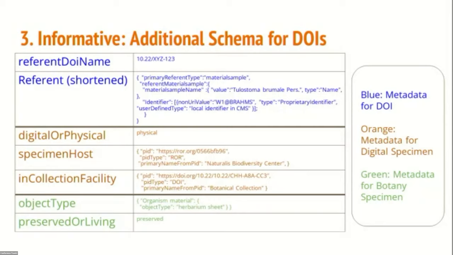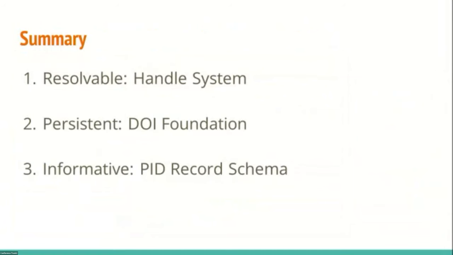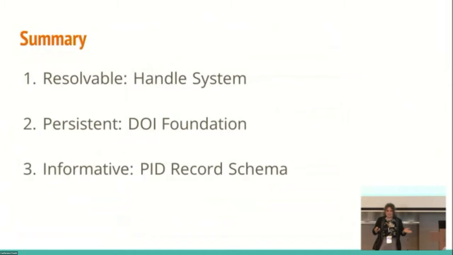So we're working with the community to develop and identify these subtypes of digital specimen, stuff like botany specimen or mycology specimen. These conversations are still ongoing, but what we want is to tailor make these profiles for these subtypes to ensure that we're getting the most efficient use of our information in our schema. So to summarize, I've shown how we are achieving our goals of resolvability, persistence, and information using the handle system, the DOI Foundation, and our own PID record schema. I hope I have resolved any questions you have about our PID schema.